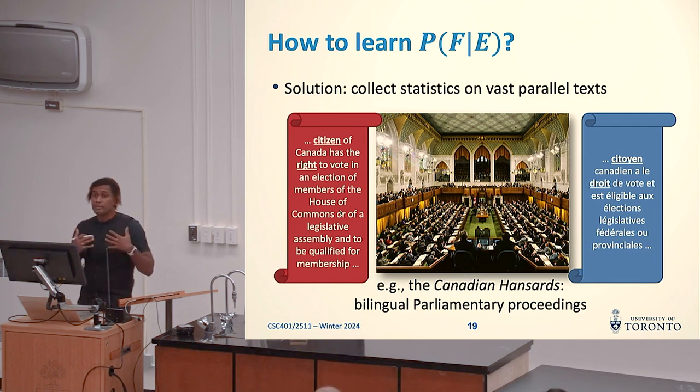Historically it's been through government documents of countries that have multiple official languages, like Canada, where every parliamentary debate or official government proceeding is recorded both in English and the equivalent French. So the Canadian Hansards are bilingual parliamentary proceedings that have long been used as a very, very important translation corpus for French to English translation.